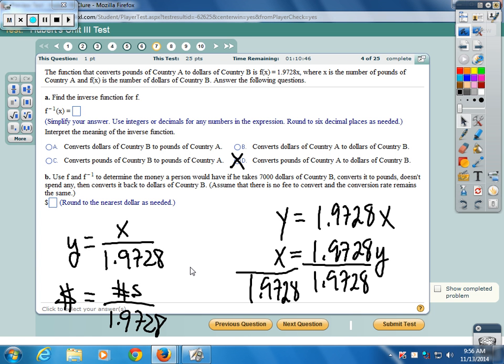The meaning of the inverse function. The function converts pounds to dollars. What does the inverse convert? The inverse converts dollars to pounds. That's what this is. You put in pounds to get dollars. That's the inverse function right here. So it works. So both work, I guess. I guess we'll find out.